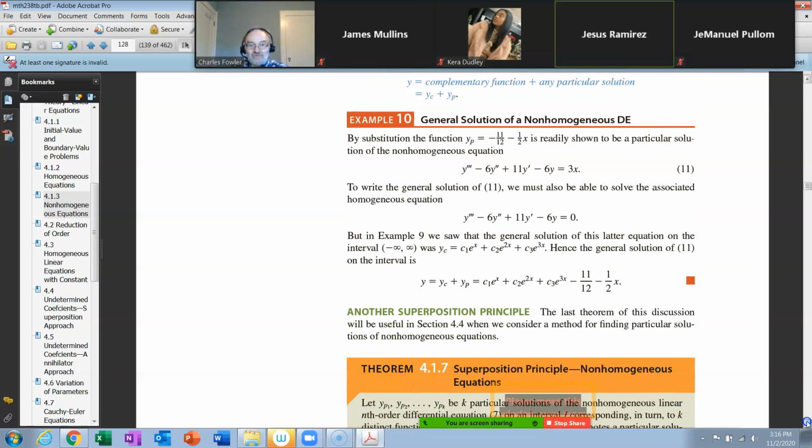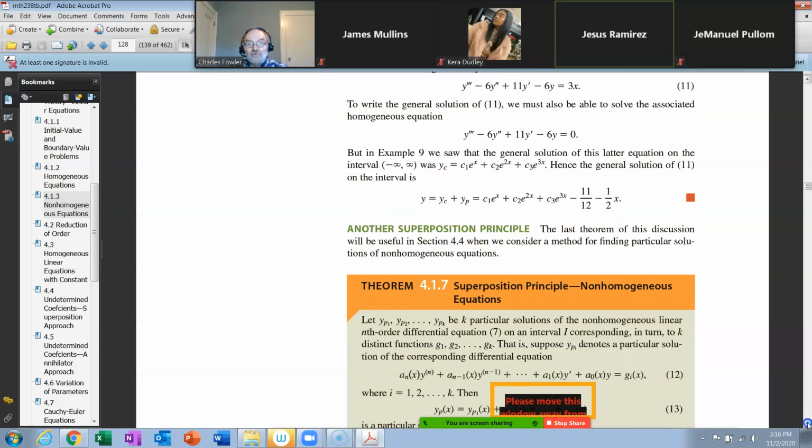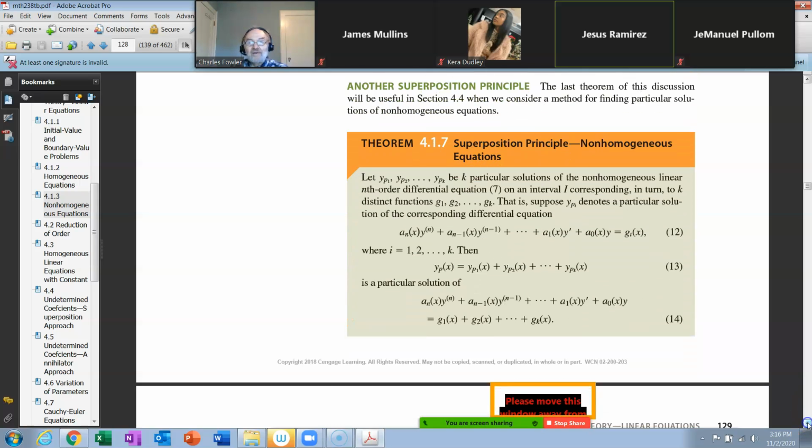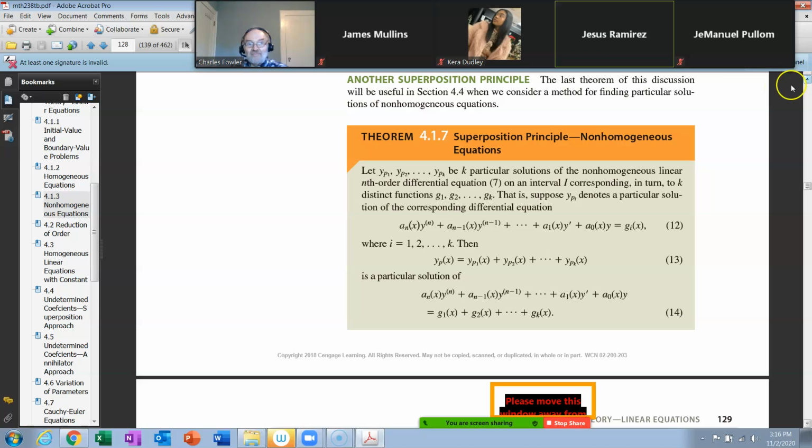Okay, so here's what we've just done. We showed that the general solution is a sum of the complementary solution and the particular solution. So here comes another superposition principle. We've just used it. Here it is, written one more way. The last theorem of this discussion will be useful in section 4.4 coming up when we consider a method for finding particular solutions for a non-homogeneous equation.